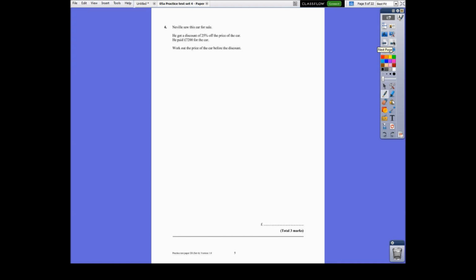Question 4. Neville saw his car for sale. He got a 25% discount off the price of the car, and he paid £7,200 for the car. Work out the price of the car before the discount. Well, we don't know the price of the car before the discount, so we'll call that x. But if he had 25% off, 100% minus 25% is 75%. So the price of the car that he's got is only 75% of the price.